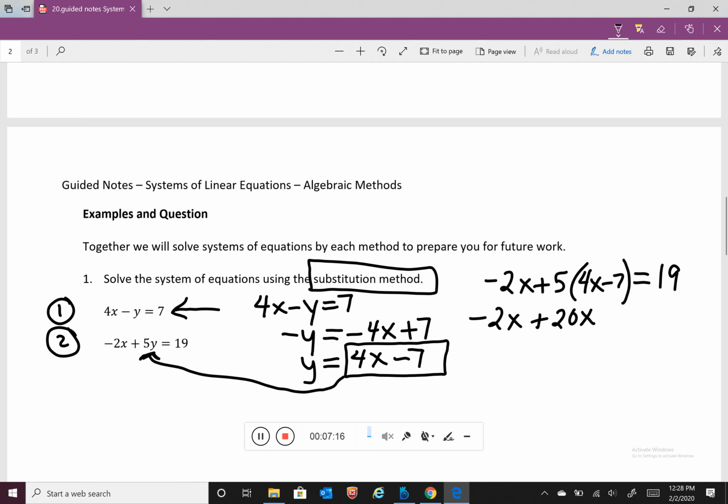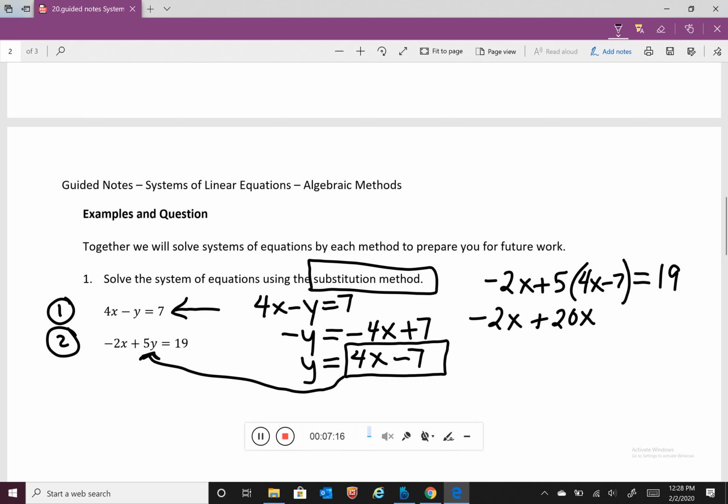And now we can combine like terms. Now there are two things that we can actually combine. The negative 2x can combine with the 20x, giving us 18x. And we have a constant of 35 with subtraction in front of it, so we can add the 35 to the 19. Watch your arithmetic, which gives us positive 54.